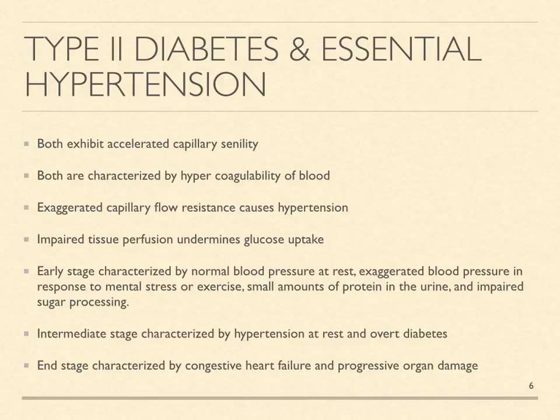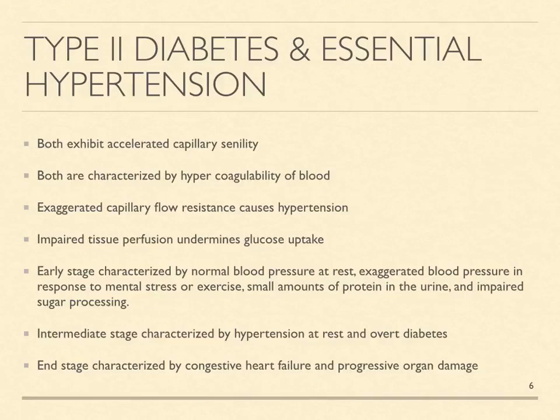The early stages of the disease are characterized by normal blood pressure at rest, exaggerated blood pressure in response to exercise or mental stress, small amounts of protein in the urine, and an impaired ability to process sugar. As the disease progresses, blood pressure remains abnormally high at rest, blood glucose levels become continuously elevated, and symptoms of progressive organ damage appear.